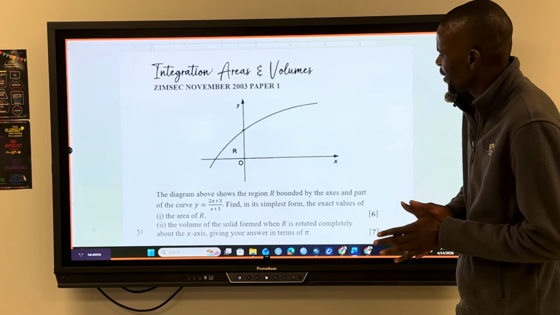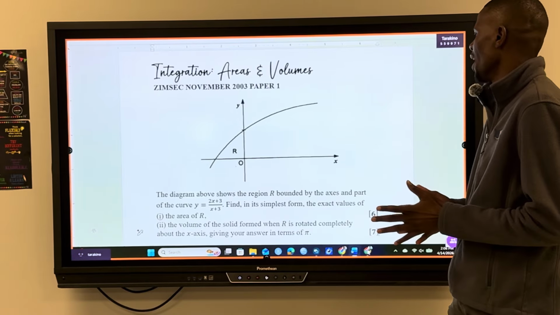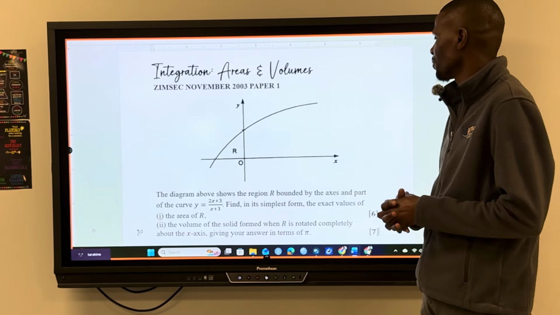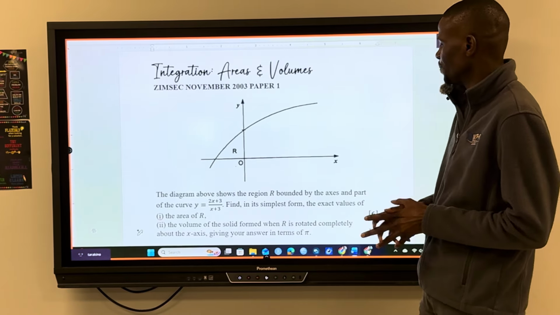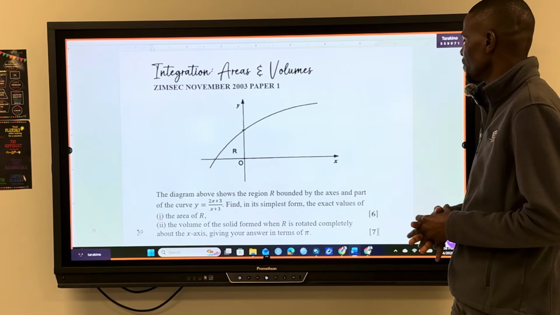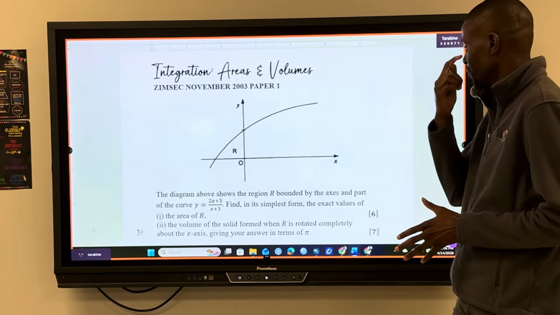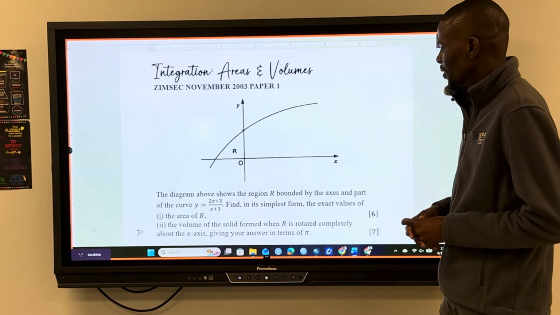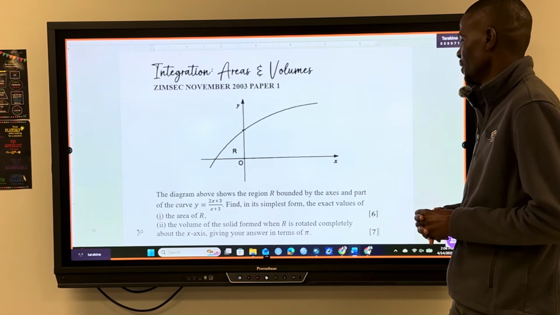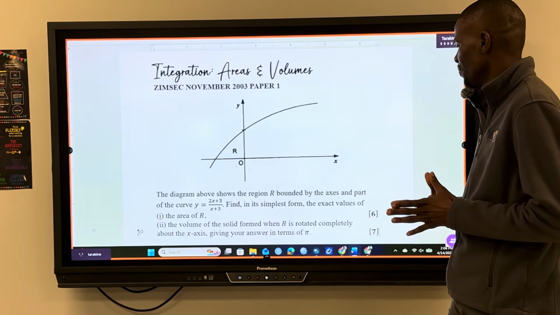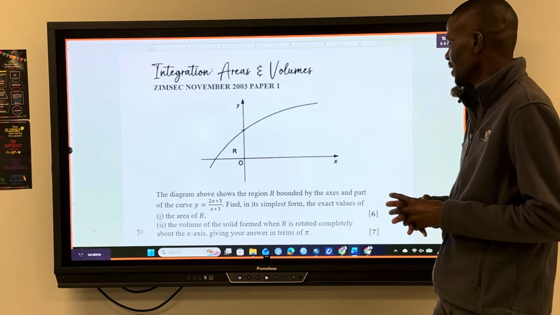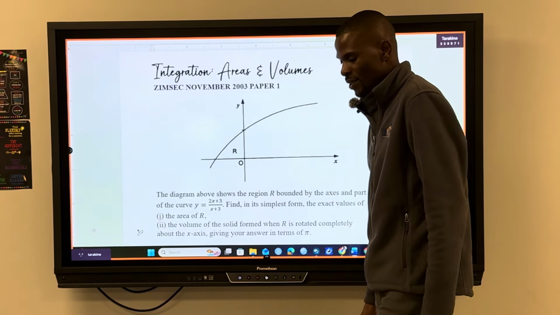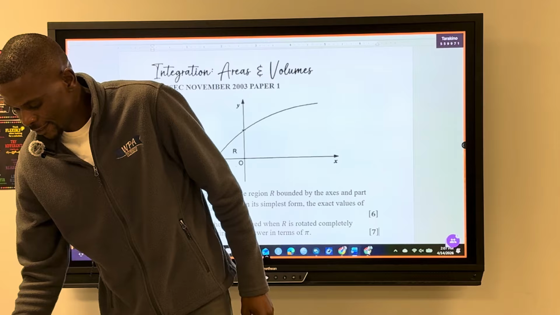It reads, the diagram above shows the region R bounded by the axis and part of the curve y equal to (2x + 3)/(x + 3). Find in its simplest form the exact values of 1, the area of R, 2, the volume of the solid formed when R is rotated completely about the x-axis, giving your answer in terms of pi. All right, so let's go ahead and get started.